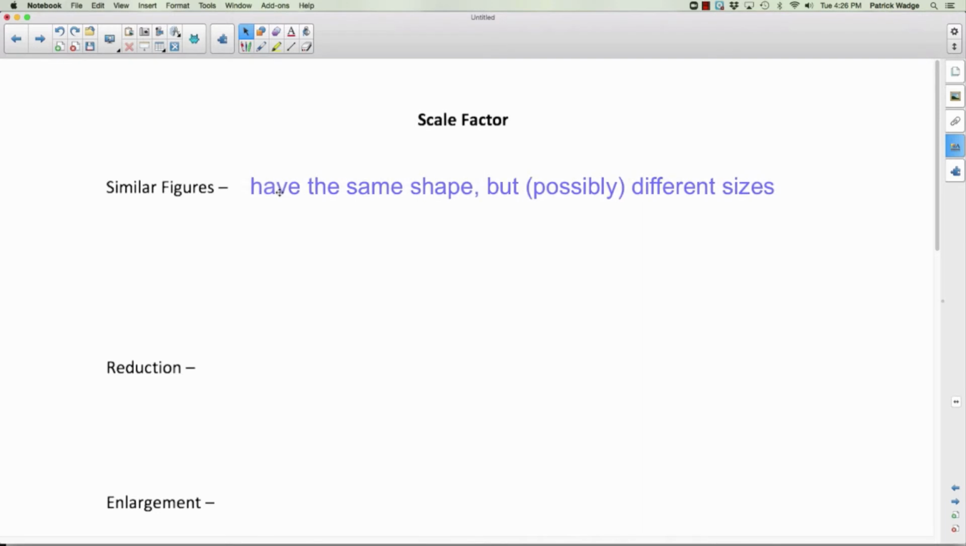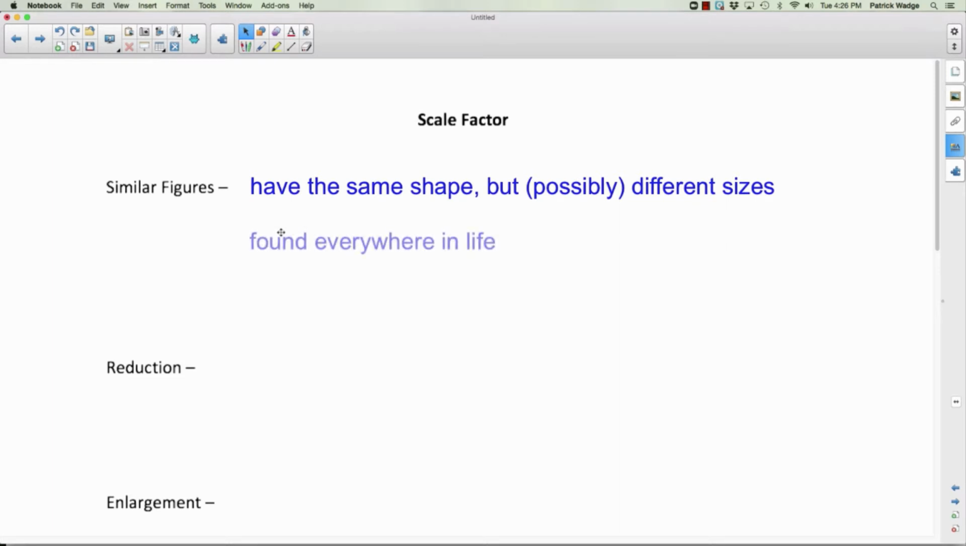Here's another way of looking at it. They have the same shape, but they might have different sizes. In fact, they usually do. When we looked at all our similar triangles and polygons, I hope you noticed they always had the same shape, but they were usually different sizes. In fact, I think they always were. If they weren't different sizes, they actually would not only be similar polygons, they'd also be congruent polygons.